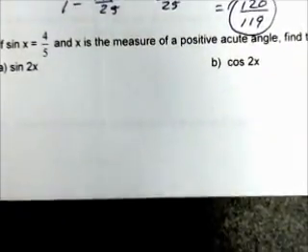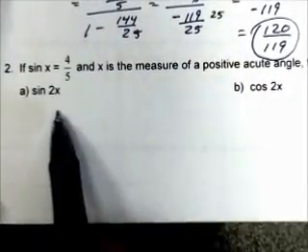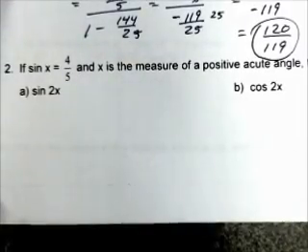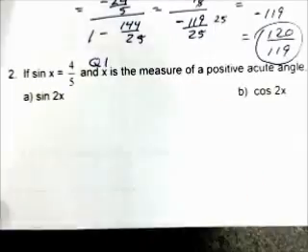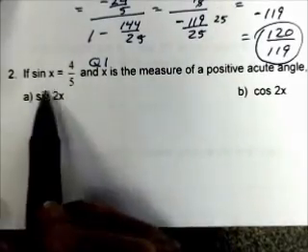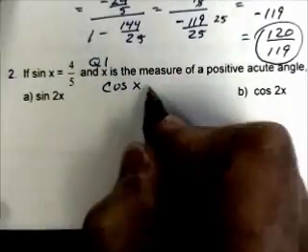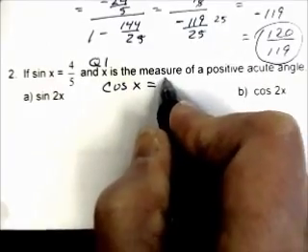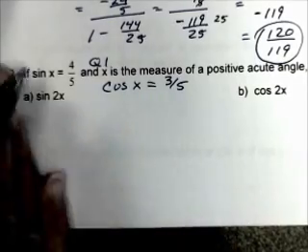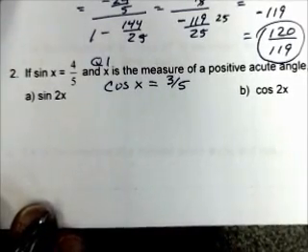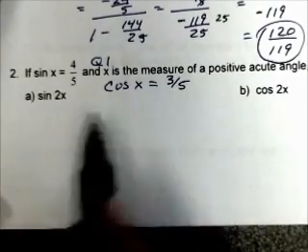Next, number 2, the sine of x equals 4 fifths, and x is the measure of a positive acute angle. Find the value of sine of 2x and cosine of 2x. All right, so it's positive, so that means we're in quadrant 1, right? Positive acute angle. If the sine of x is 4 fifths, what's the cosine of x? This is going to be a 3, 4, 5 Pythagorean triple, so the cosine would be 3 fifths. If you're not comfortable with that, then just draw the right triangle in quadrant 1 and use the Pythagorean theorem. The adjacent side would have a length of 3.